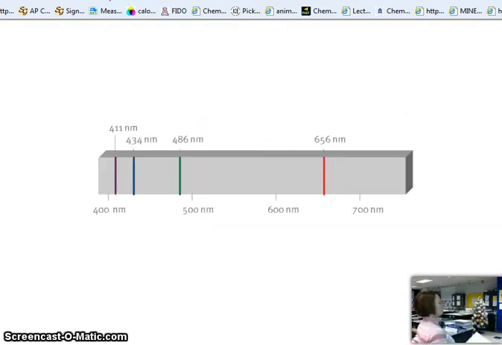So there's another example of a line spectrum. In the hydrogen emission spectrum, there are 4 lines in the visible region. A purple line at a wavelength of 411 nanometers, a dark blue line at a wavelength of 434 nanometers, a green line at a wavelength of 486 nanometers, and an orange-red line at a wavelength of 656 nanometers.